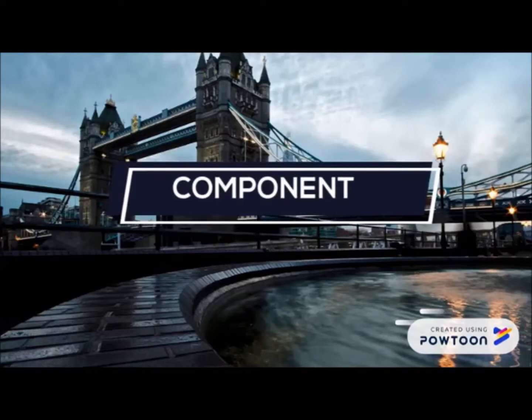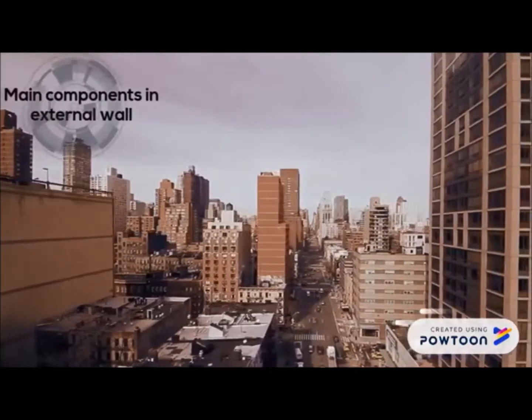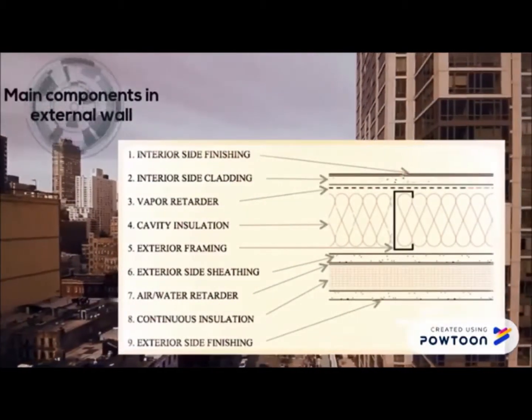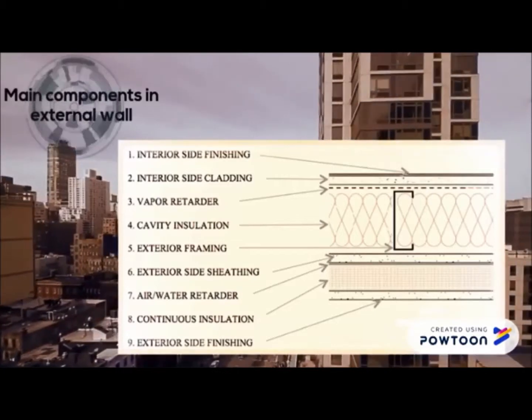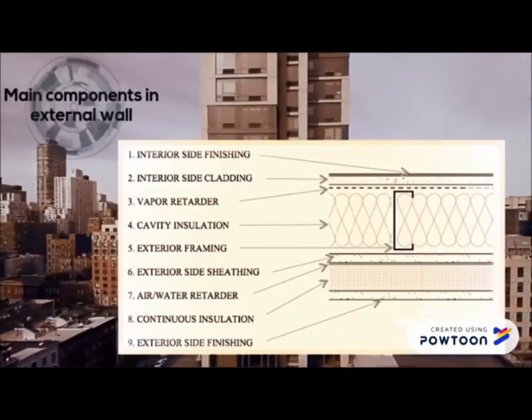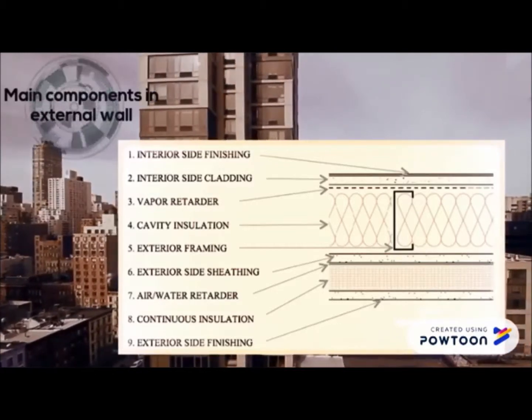Components. There are several main components in external wall: interior side finishing, interior side cladding, vapor retarder, cavity insulation, exterior framing, exterior side sheeting, air water retarder, continuous insulation, and exterior side finishing.